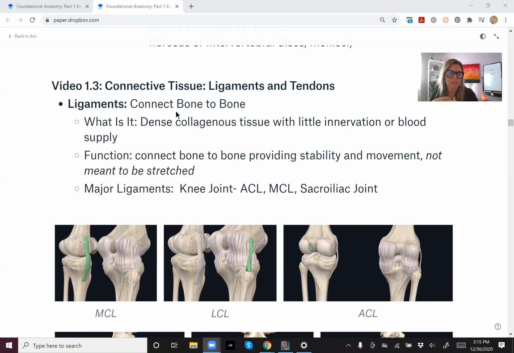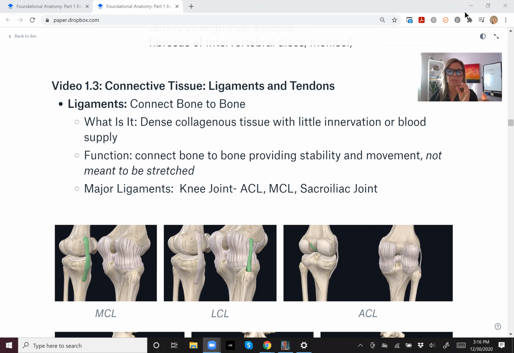So ligaments are dense collagenous tissue that has little innervation or blood supply. So they're just like we were talking about with our articular cartilage, right? They have collagen in them. So these are really thick, fibrous pieces of material. And the function that ligaments play in our body is to connect bone to bone. And that connection between bone to bone provides stability and movement.